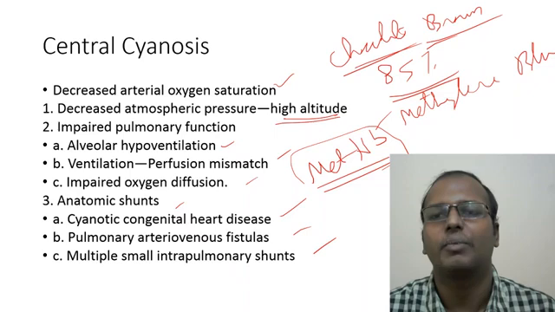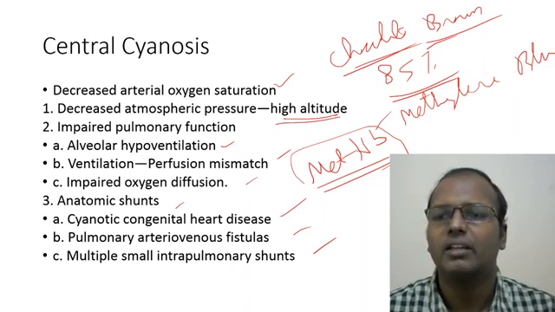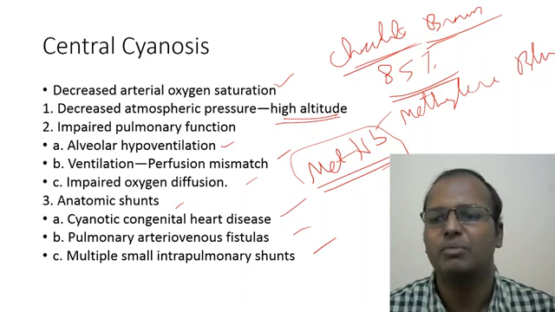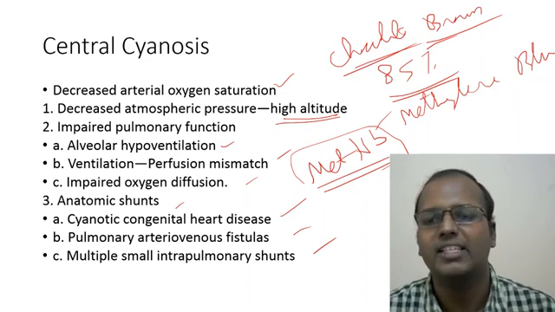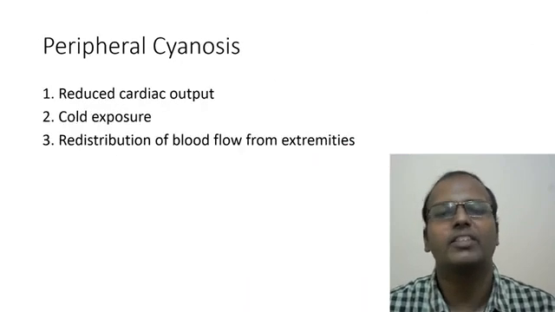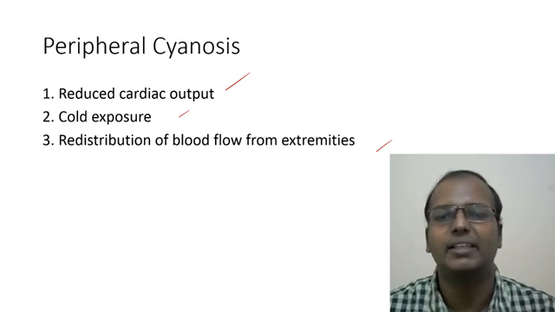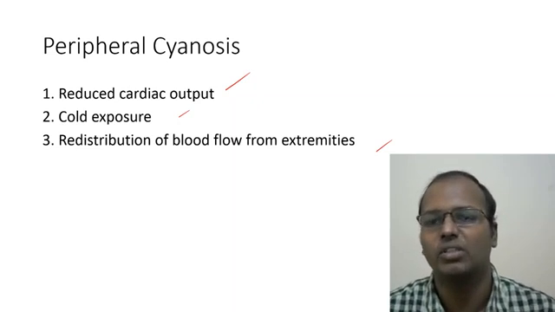We have seen a lot of patients with methemoglobinemia due to poison ingestion. There are other conditions called sulfhemoglobinemia and carboxyhemoglobinemia. Carboxyhemoglobinemia can occur in smokers, where there can be decreased saturation. Causes of peripheral cyanosis include reduced cardiac output, cold exposure, and redistribution of blood flow from the extremities. So these are the causes of peripheral cyanosis.